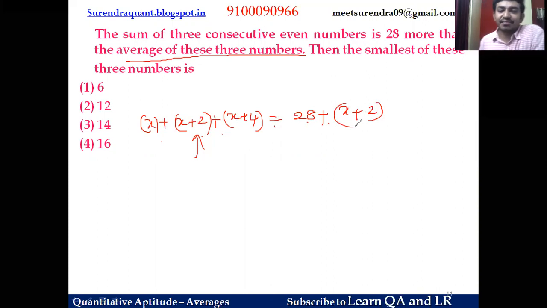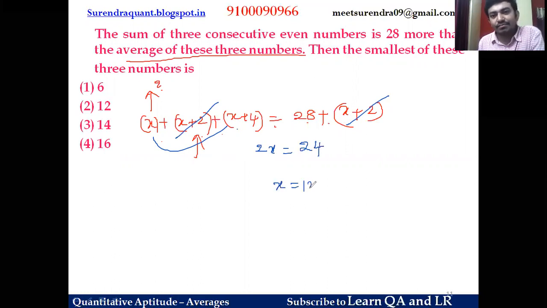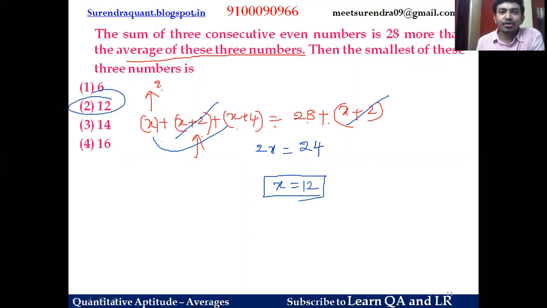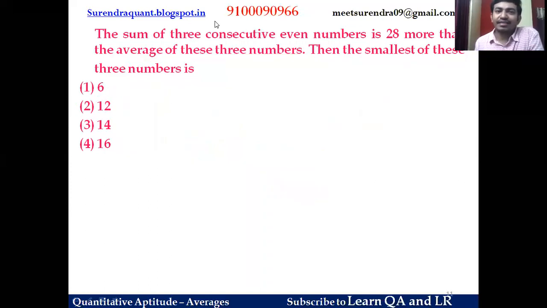Then what is the smallest number? x is what he is trying to find out. Now simply observe this: x plus 2 cancels, so this is 2x plus 4 equals 28. Plus 4 goes to the other side as minus 4, 28 minus 4 is 24. What is the x value? 12. That is the smallest number, option 2. So the easiest way is thinking more.